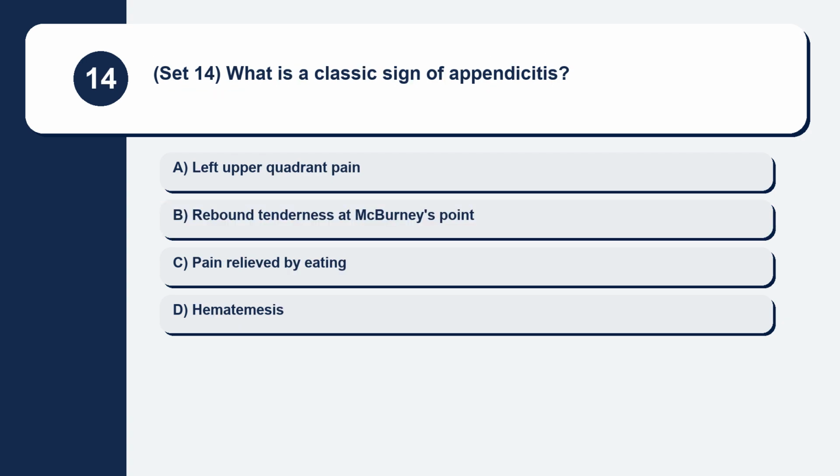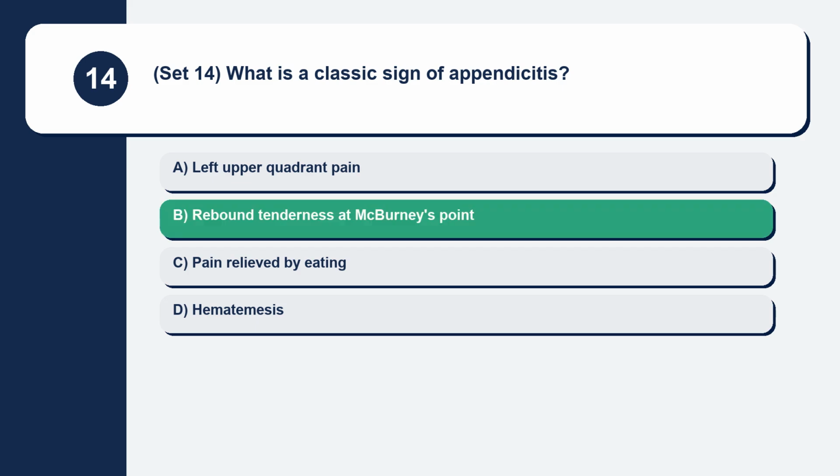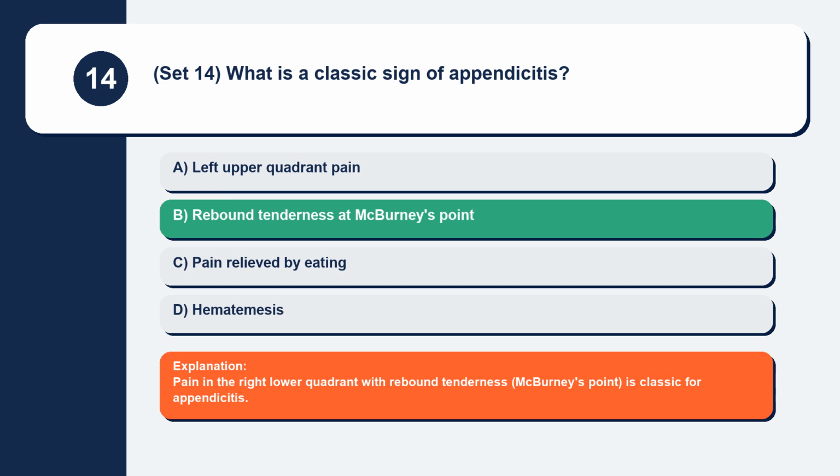Question 14. Set 14. What is a classic sign of appendicitis? Left upper quadrant pain, rebound tenderness at McBurney's point, pain relieved by eating, hemoptysis. Pain in the right lower quadrant with rebound tenderness, McBurney's point, is classic for appendicitis.